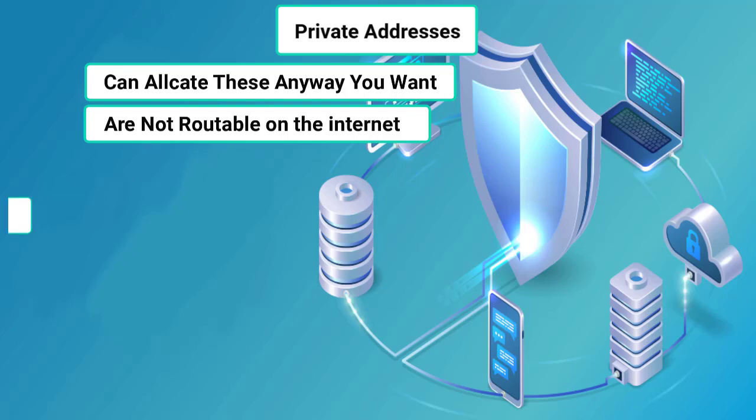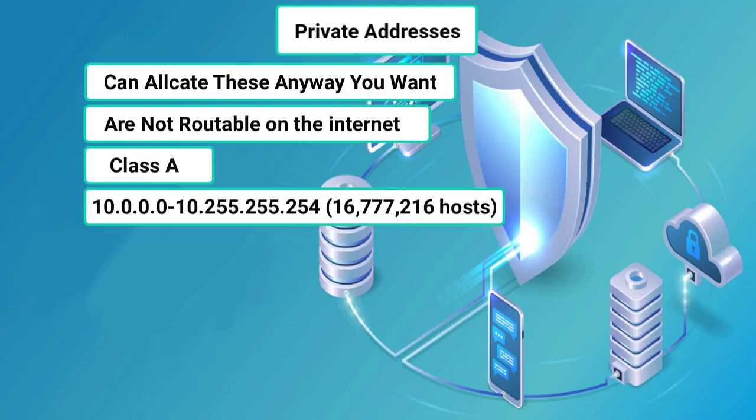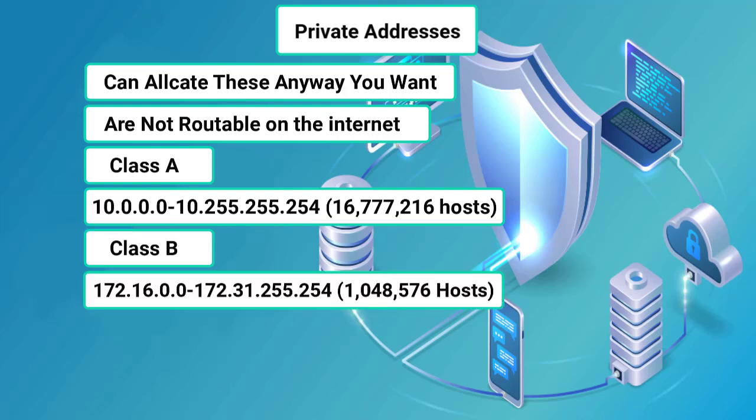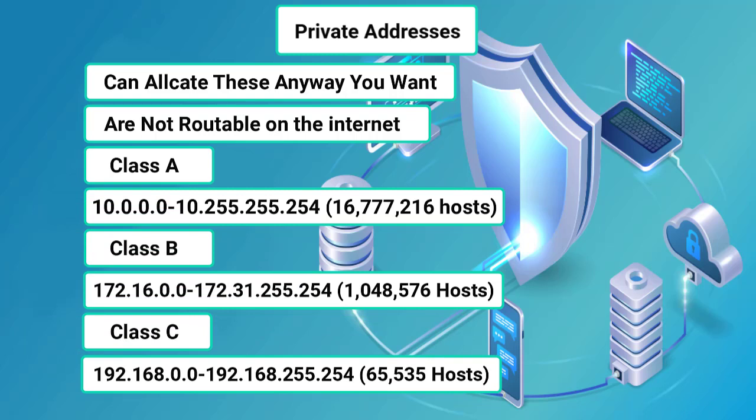There are three groups of private addresses. The first is class A, which goes from 10.0.0.0 to 10.255.255.254. The next is class B, from 172.16.0.0 to 172.31.255.254, and 192.168.0.0 to 192.168.255.254 for class C. All of these, you are free to use the addresses however you want and route them within your organization any way that you want. Just remember that they are not routable on the internet.